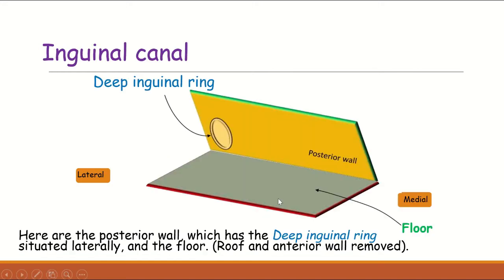Now in this diagram, the anterior wall and the roof of the box have been removed so that the posterior wall can be easily visualized. You can clearly see this is the posterior wall. The yellow colored area is showing the posterior wall, and the gray colored part is showing the floor of the inguinal canal. In the posterior wall there is an oval shaped opening, and this opening in the posterior wall is called the deep inguinal ring, and this is the floor.